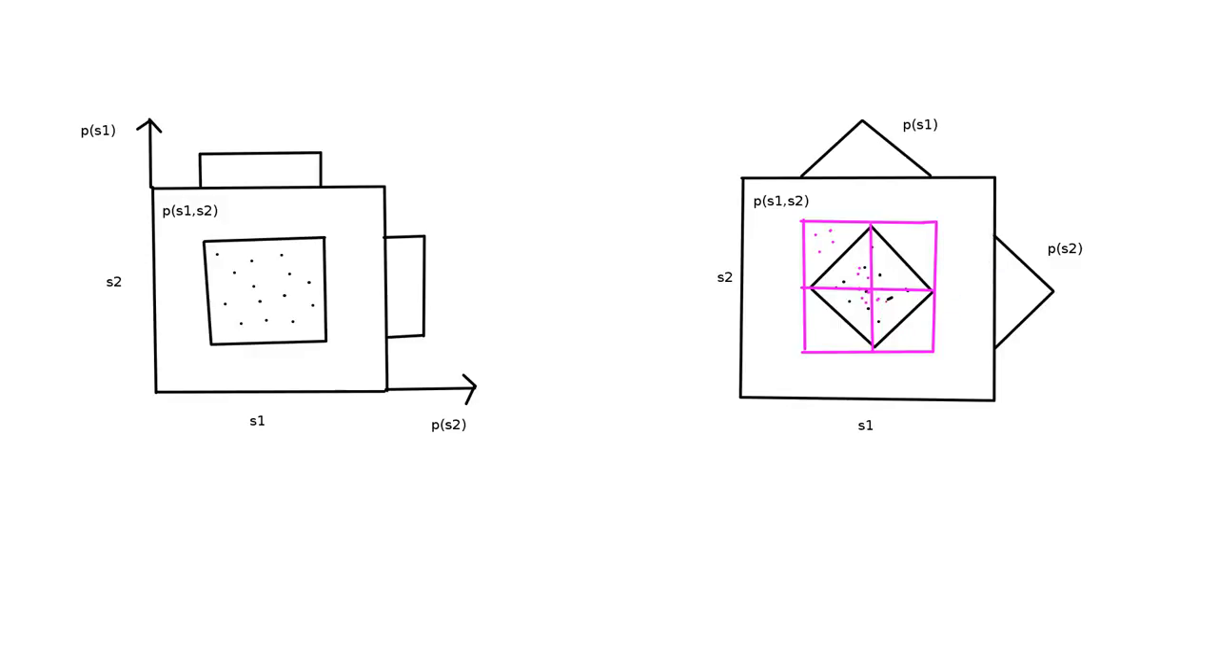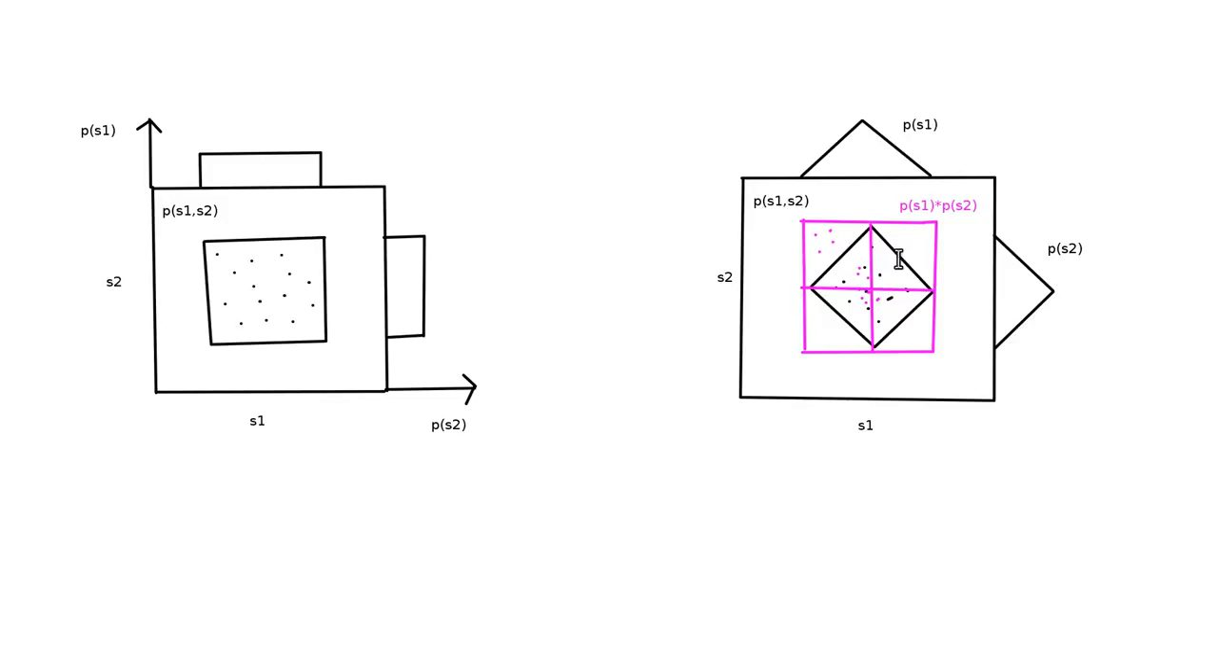Okay, so what we see here is that the product of the marginals, and that is this thing, P of S1 times P of S2.